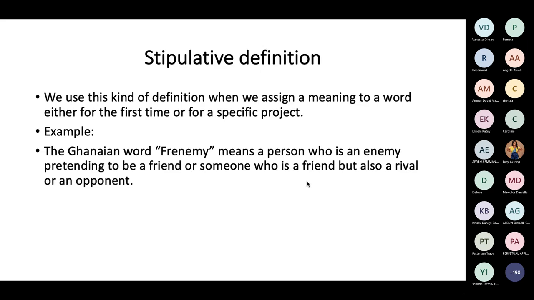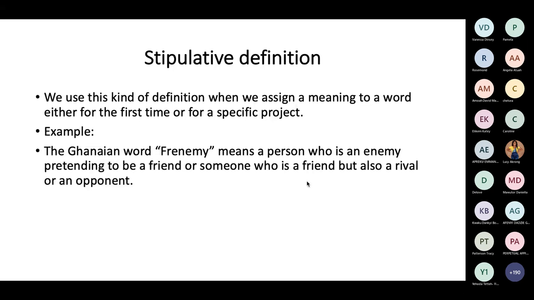Now, a stipulative definition is a definition that anyone at all can formulate. You can formulate a new definition for something. If, for instance, you are doing a research project, and in the course of your research you find out that a certain word doesn't have a good enough definition in the dictionary, you can then formulate one yourself.